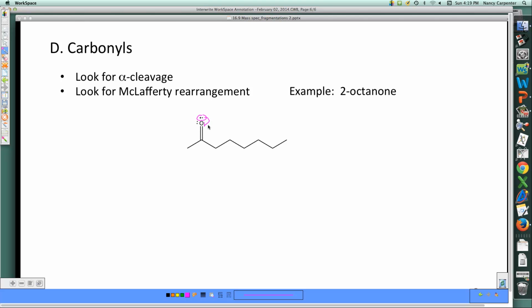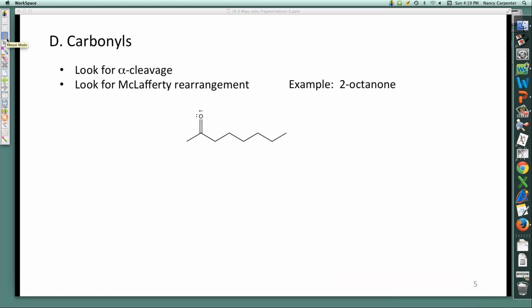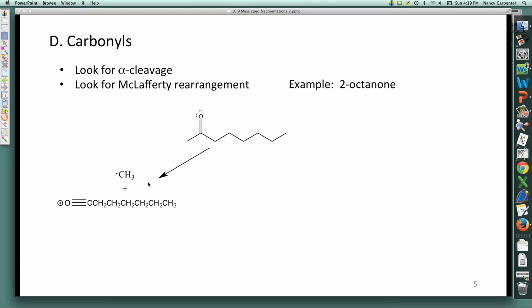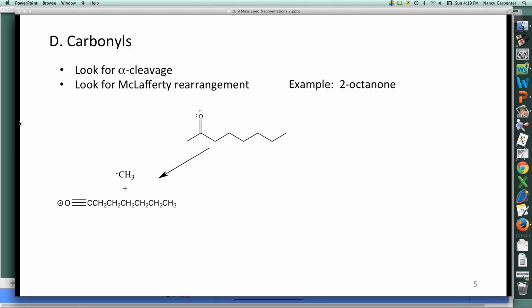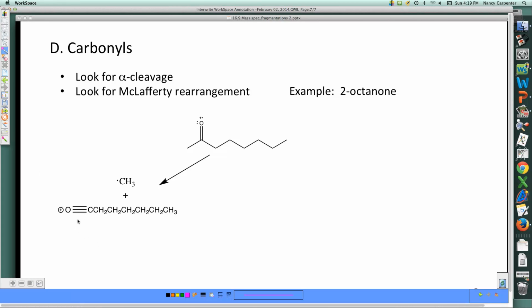That's a pretty bad drawing. Let's try that again. We'll go on this side. Alpha cleavage here. Well, you know what that does. Spits off a methyl radical. And what it gives you is actually a pretty stable fragment. This is called the acylium ion.